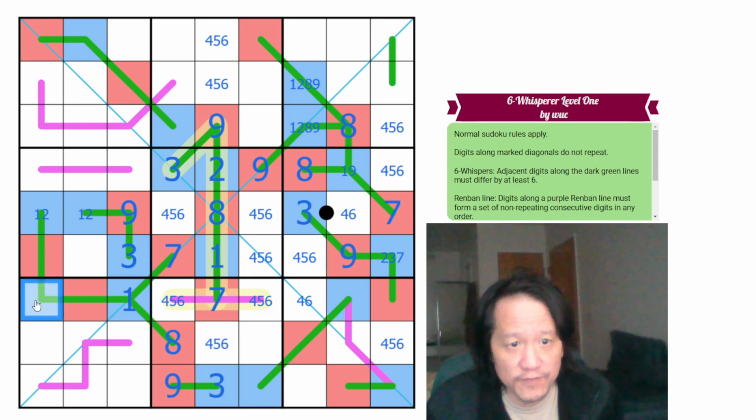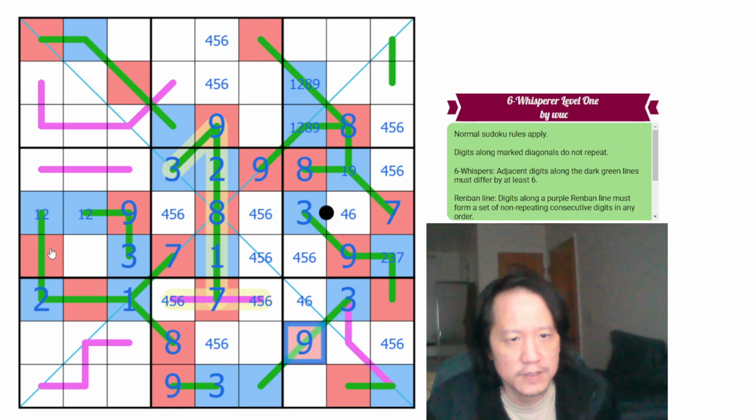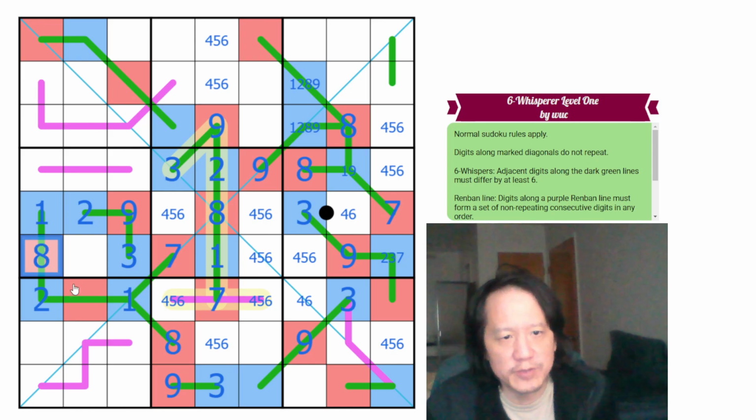If this were a 3, this cannot be a 9. So therefore, this can't be 3, it can't be 1, it must be a 2, which makes this a 3. 3 is only next to 9 on the 6 whisper line. This cannot be 2 because of this 2, so this is a 1, this is a 2. This has to be an 8. This can be 8 or 9. This can be 8 or 9.